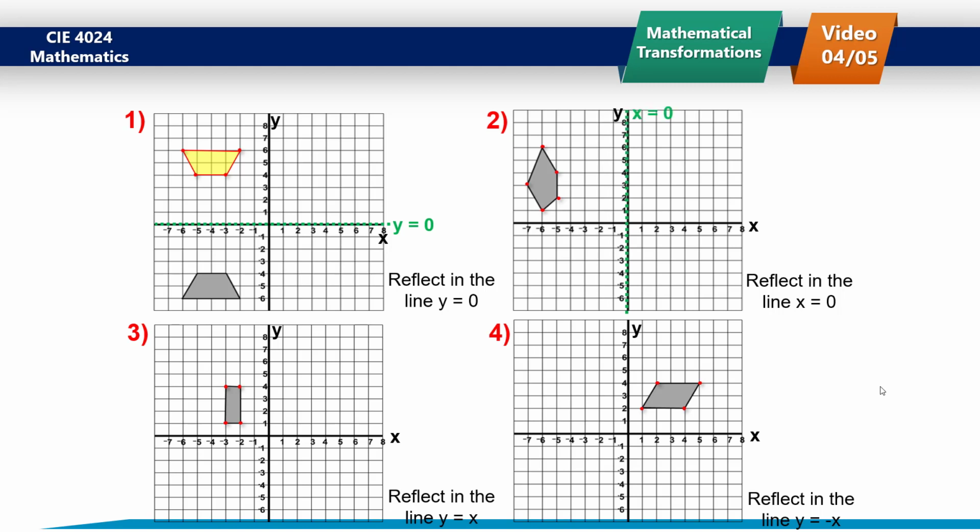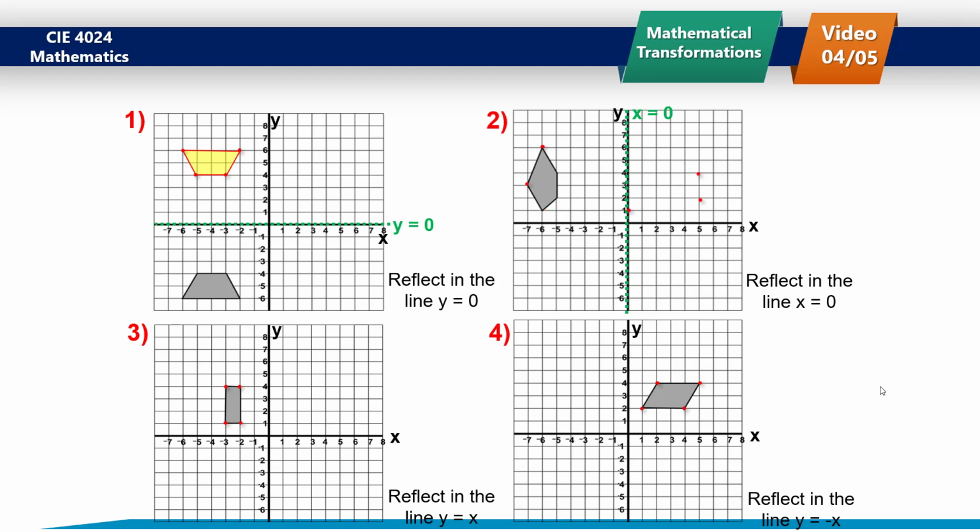Question number 2: we have to reflect in the line x equals 0, and we must know that x equals 0 is the equation of the y-axis. So we will measure the perpendicular distance from the mirror line. This is 5 units away on the left, so the image should be 5 units to the right. Take this point, it was 5 units backward, so it must be 5 units rightward.